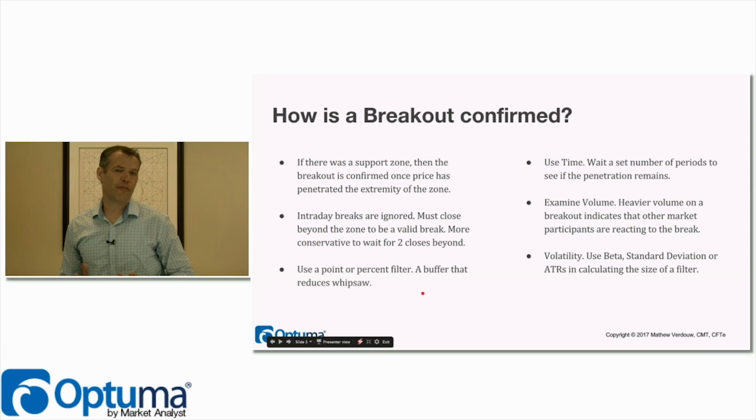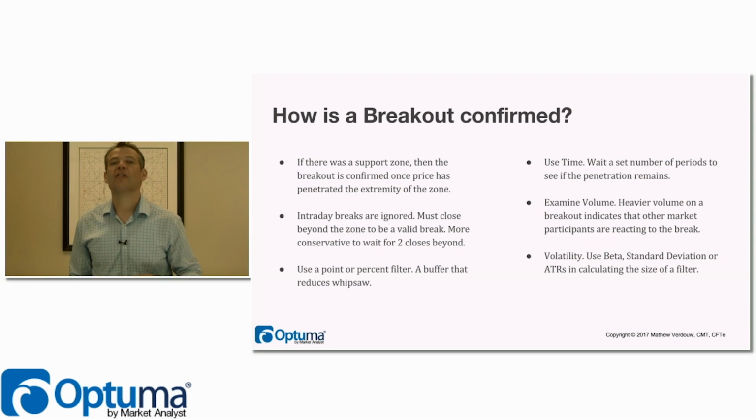So how do we confirm a breakout? When we have a support zone like that, we're looking for a close beyond, outside of that support zone. That's number one. We typically ignore intraday breaks, as we said. You could be even a little more conservative and say that you want two closes beyond. That way you filter out the event where one news event drives the price down, but then the next day everyone regains sanity and says, oh no, that's not really as scary as we thought.